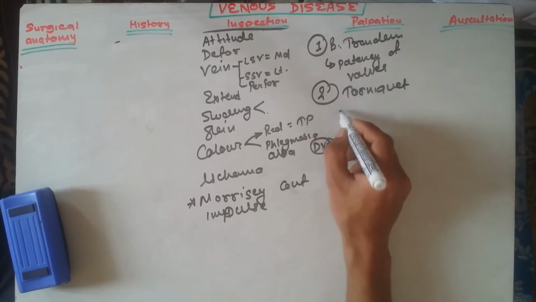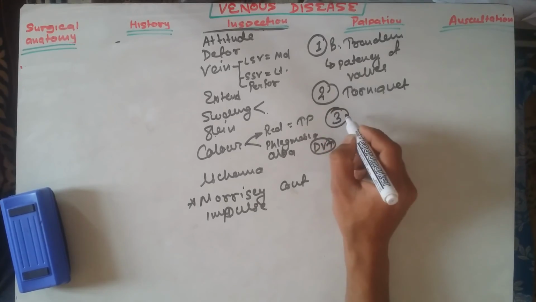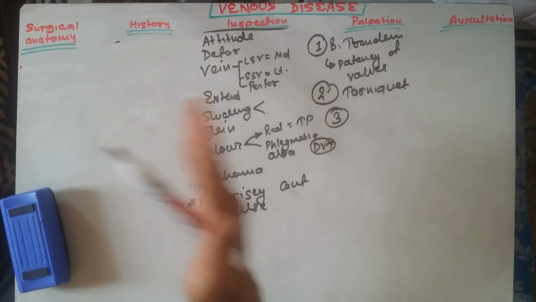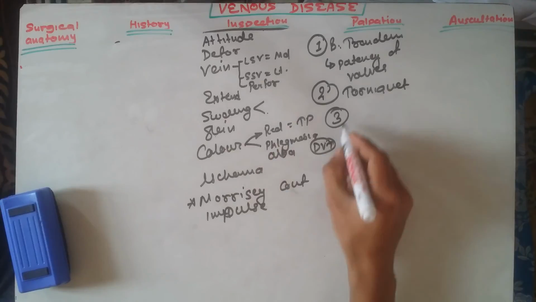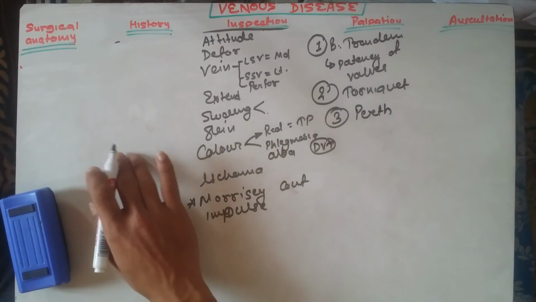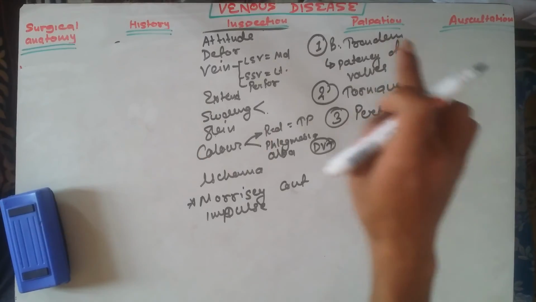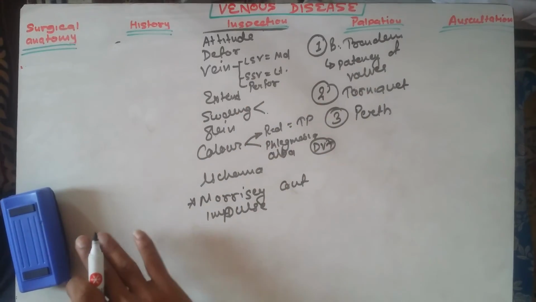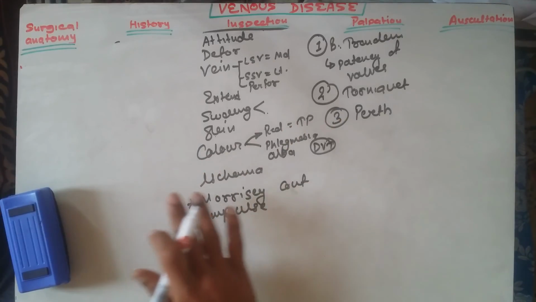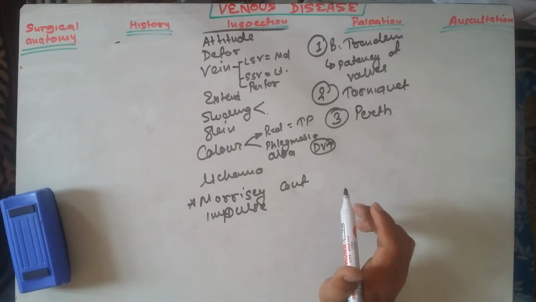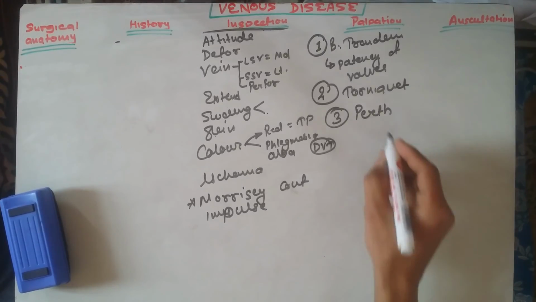The other is the Perthes test. In the Perthes test, from the toe to the groin region we apply a bandage throughout the leg. This is the Perthes test. From the great toe to the groin we apply the bandage and ask the patient to move or run for some distance, and the person will not be able to move or walk. Okay, so this is the Perthes test.